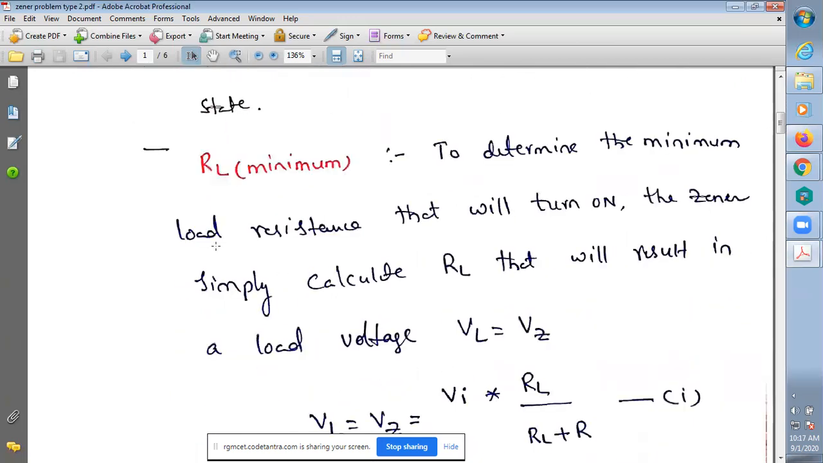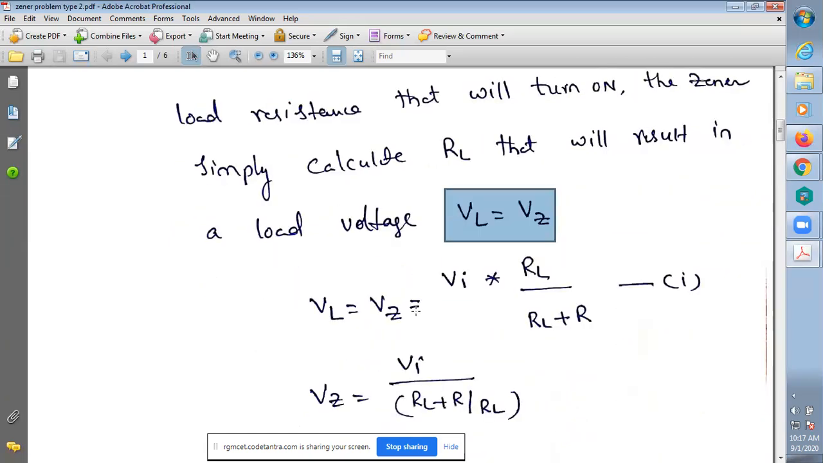To determine the minimum load resistance that will turn on the Zener diode, simply calculate the RL that will result in the load voltage VL equal to Vz. Once the Zener diode is in breakdown, the output voltage is fixed. The output voltage, that is the load voltage, is equal to the breakdown voltage. Remember this one. So VL is equal to Vz.